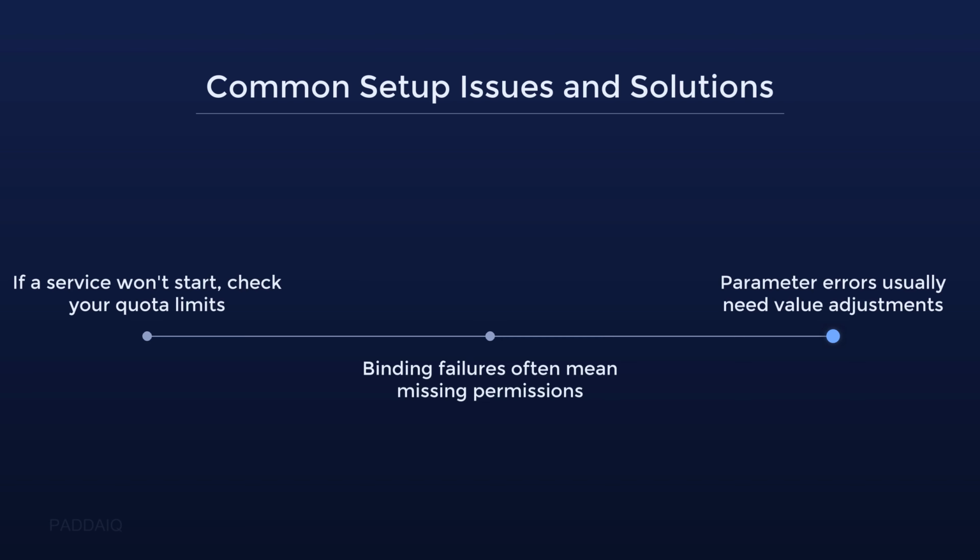Parameter errors usually need value adjustments. This means the system is rejecting a specific input you provided in a configuration field. For instance, if a timeout parameter expects a number like 30 but you entered 30, the system will fail. Always check the expected format and data type for each parameter in your setup.